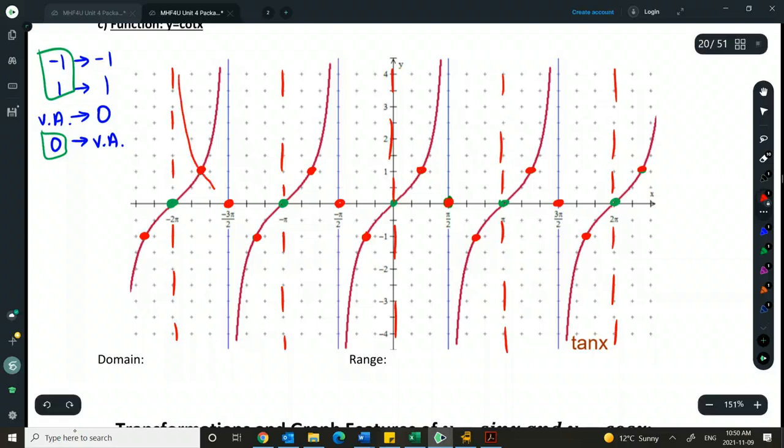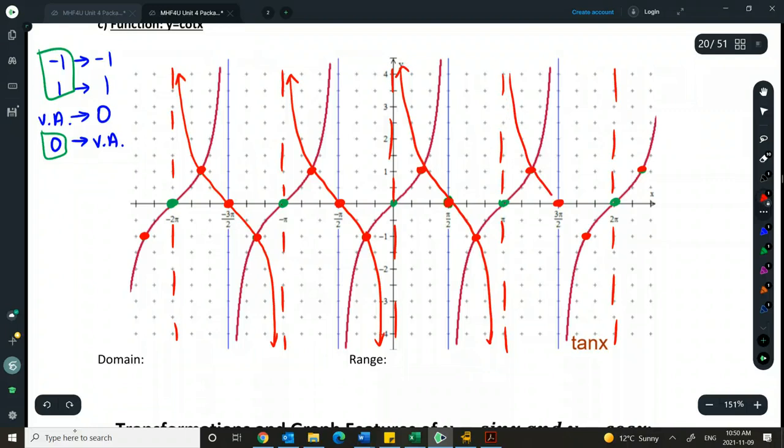Basically, what has happened now is that the graph of cotangent is sort of like the graph of tangent, but almost like in reverse, right? Instead of going up toward the right, it goes down toward the right. And the asymptotes are in new locations as well. Okay, so that's what your new graph should look like.